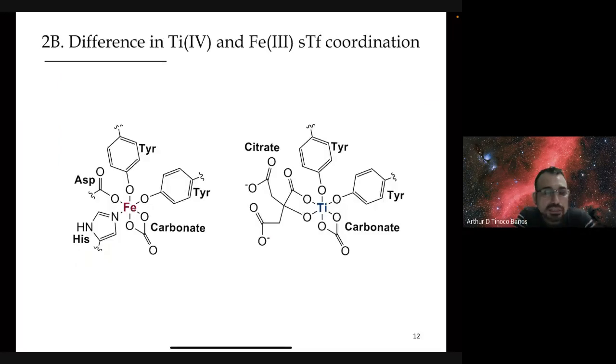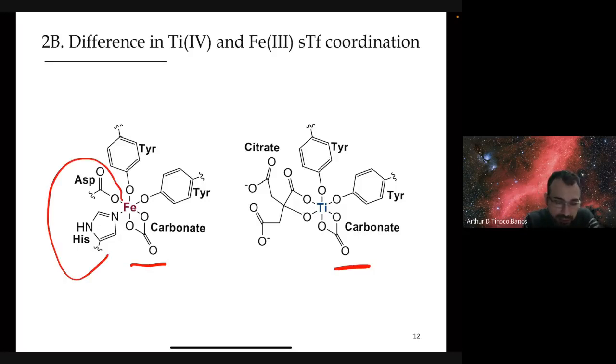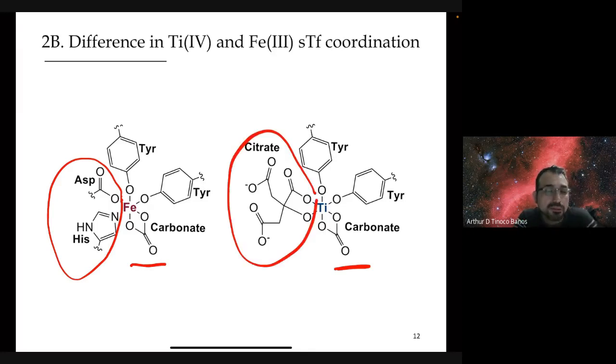Just to highlight the similarities, but also differences between how iron is coordinated to this protein and how titanium is coordinated: what we observed is similar ligation to the tyrosines of the metal binding site of this protein, also the presence of carbonate, but a big difference being that these two amino acids that are present for iron, at least in that crystal structure, were substituted by the anion citrate to facilitate coordination of the titanium.